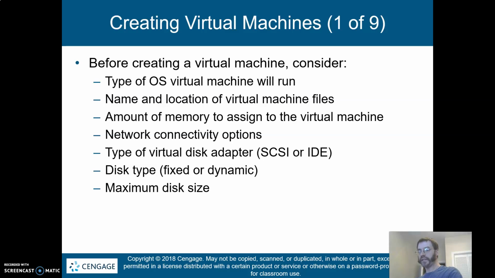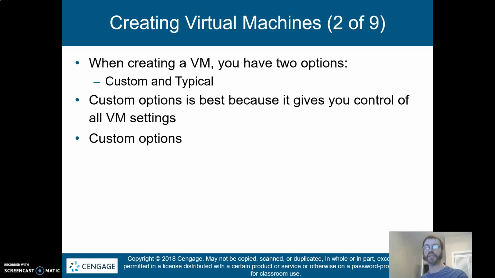As far as creating these VMs, you have two basic options: custom and typical. Custom is best because it gives you control of all your VM settings. Now, there's something to note in the book, between custom and typical, which may conflict with your experience of having used VMware Workstation 14 or 15 or 15.5. I think some of the things that used to be in custom have now become part of the typical installation.